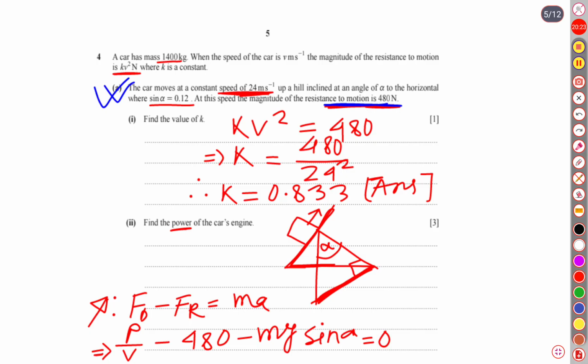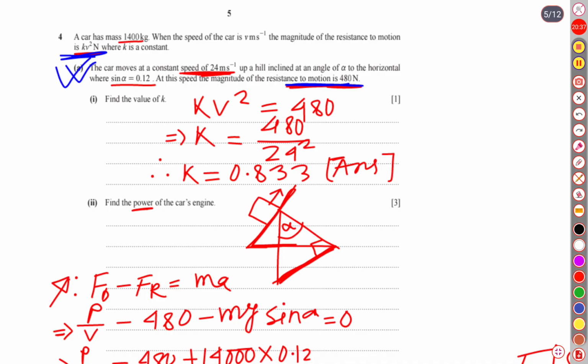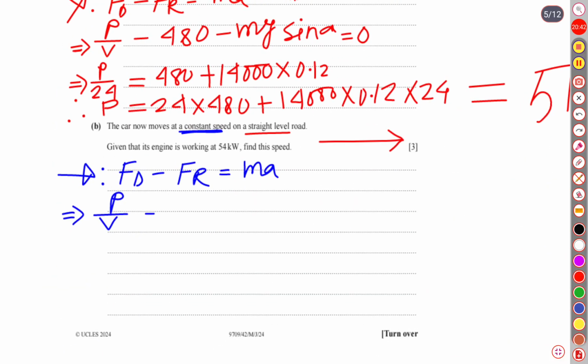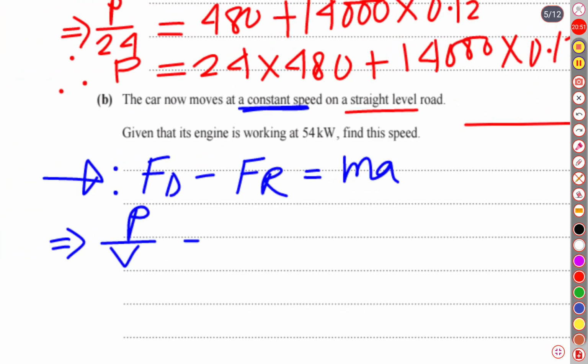It's a different scenario. So what was the resistance to motion? Common resistance to motion was kv squared. So we'll use k, and the value of k is 0.833. So this is our resistance to motion: minus 0.833 v squared.